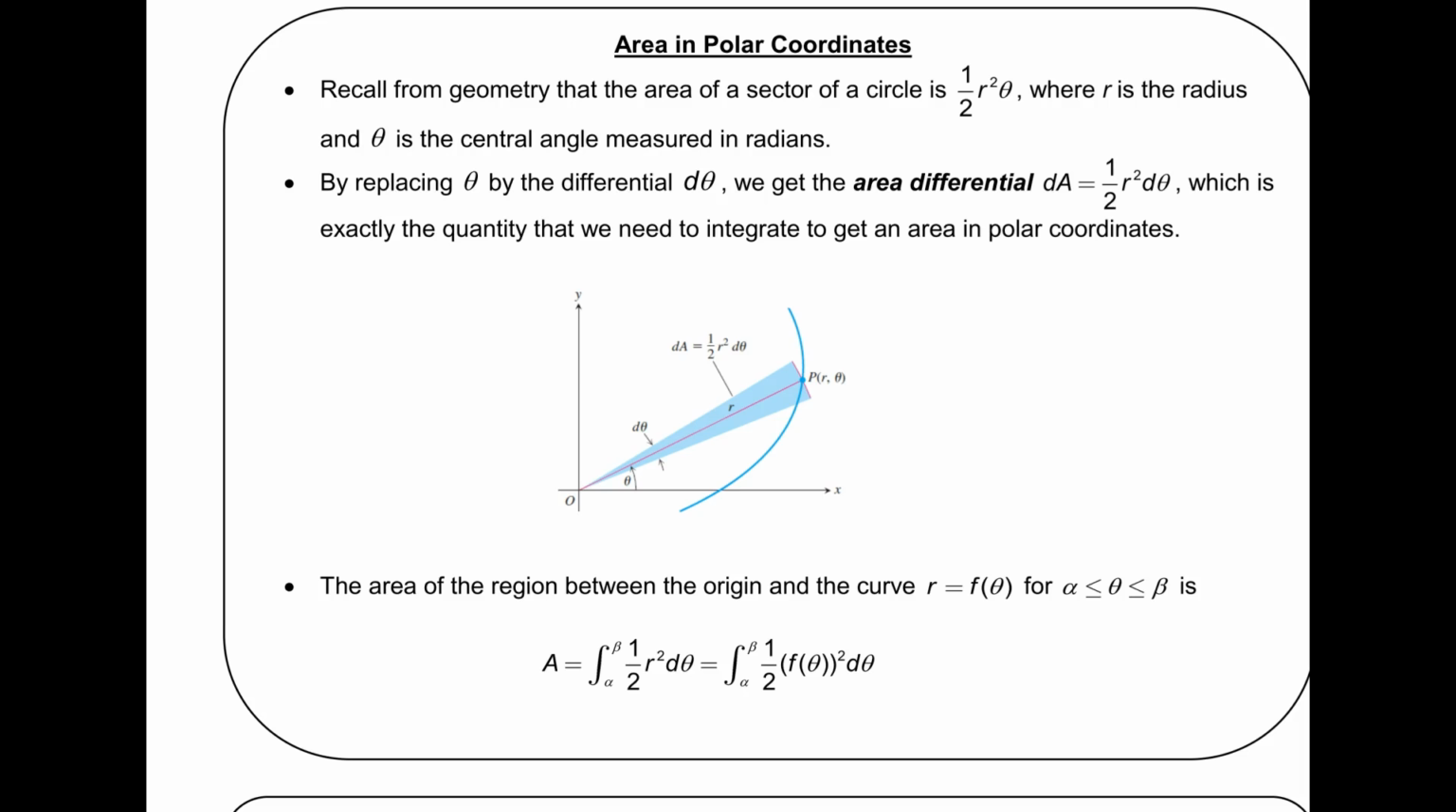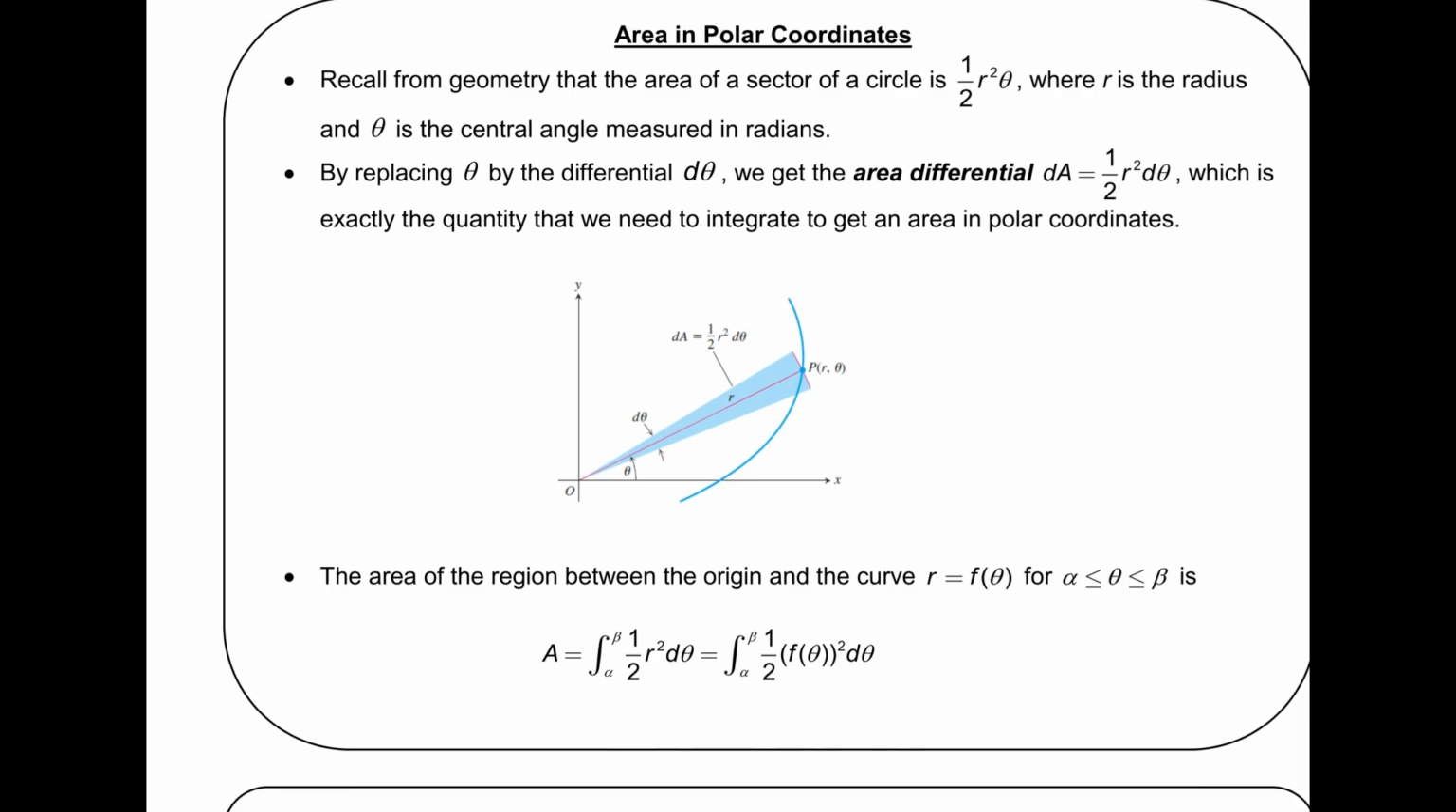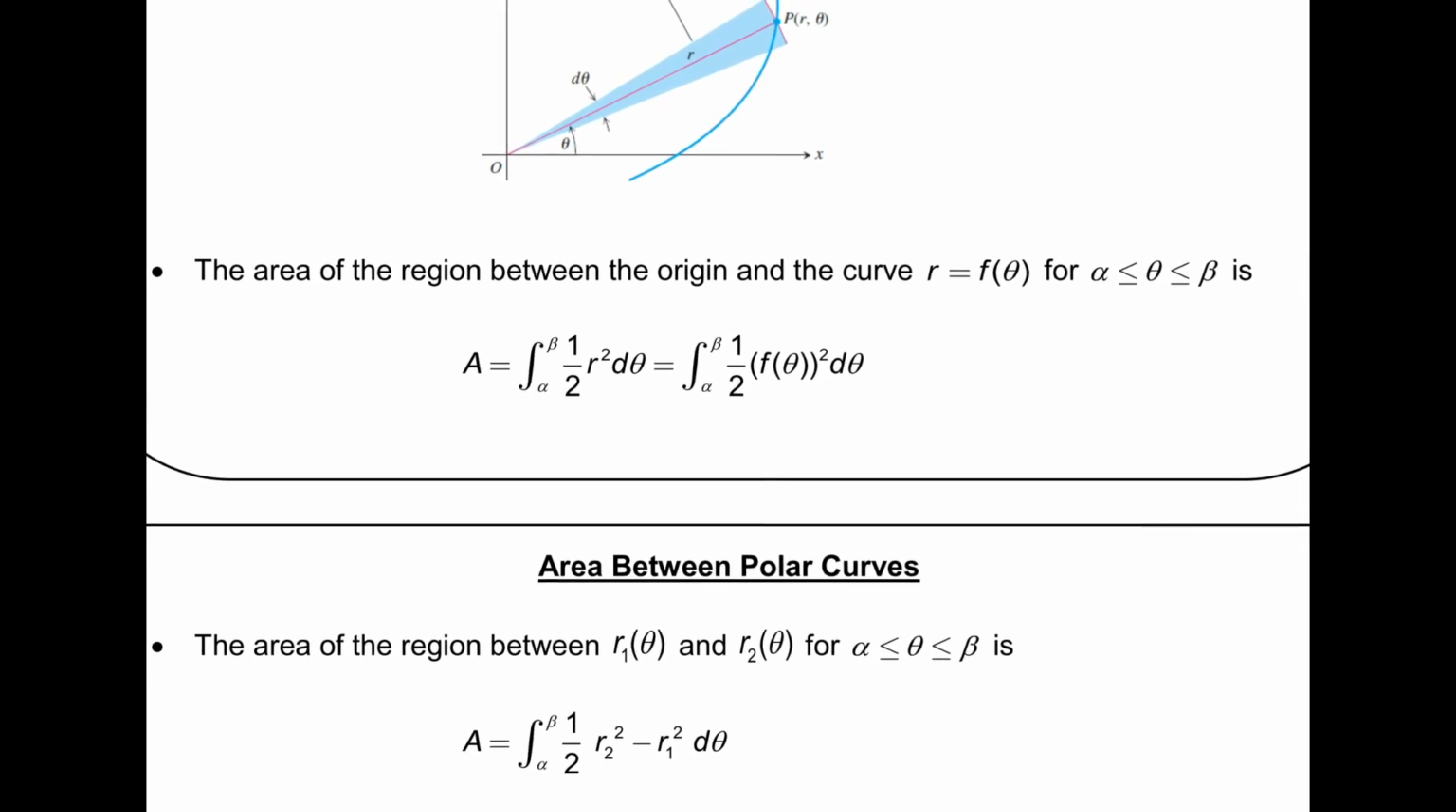Recall from geometry that the area of a sector of a circle is 1/2 r squared theta, where r is the radius and theta is the central angle measured in radians. By replacing theta with the differential d theta, we get the area differential. So the change in area is equal to 1/2 radius squared times the change in theta, which is exactly the quantity that we need to integrate to get the area in polar coordinates. The area of the region between the origin and the curve, as long as your first angle is smaller than your second, going from alpha to beta, is just this integral.